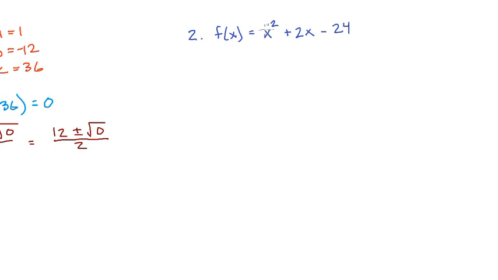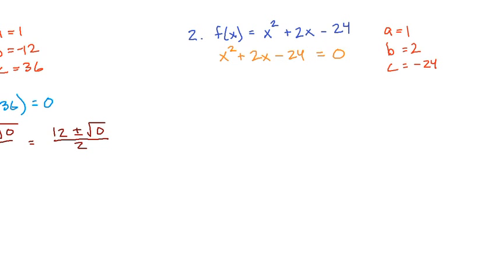I need to make sure all the terms are on one side of the equal sign, which they are, and I'm going to change my f of x, or my y value, to 0. Because I know an x-intercept will always be on the x-axis, and that means the y value is going to be equal to 0. Alright, let's find a, b, and c. A is equal to 1, b is equal to 2, c is equal to negative 24. We don't care about the a value. We can just go right along and solve this.